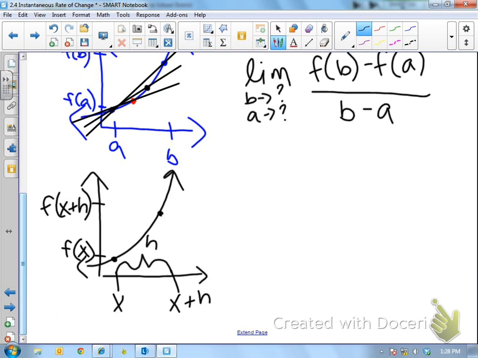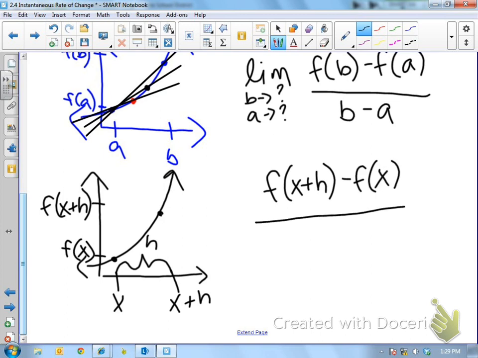So now we need our average rate of change equation using this new notation. It's the same equation. It's still f of b minus f of a over b minus a, but we represent it as f of x plus h minus f of x over x plus h minus x. This is b. This is a. It's still the same equation. We're just representing it a little bit differently because now we can take our limit in a nice way.